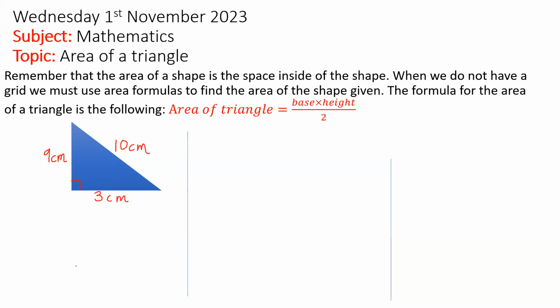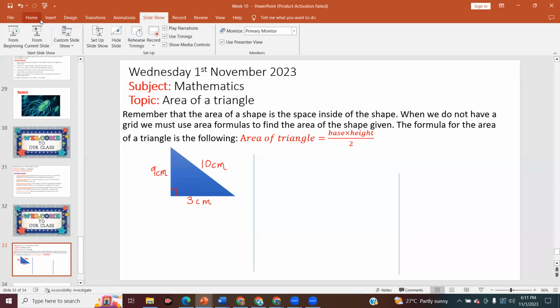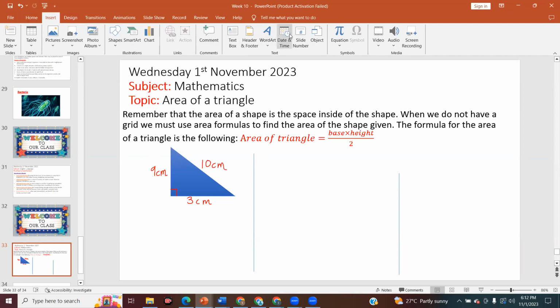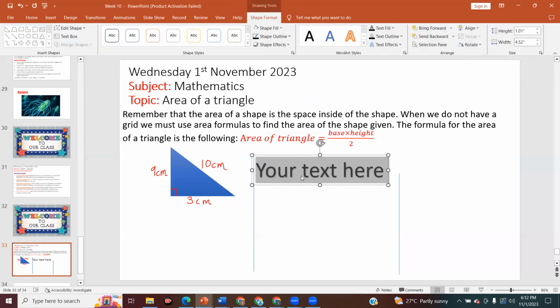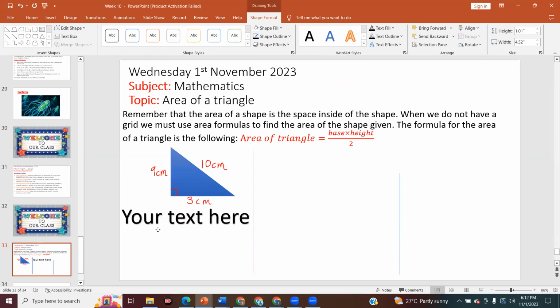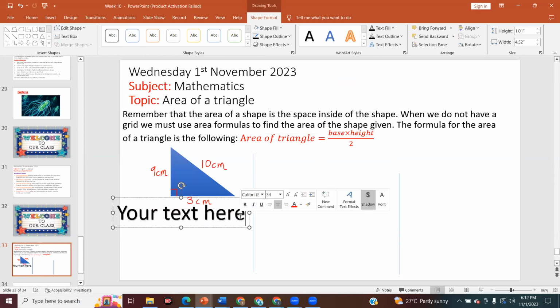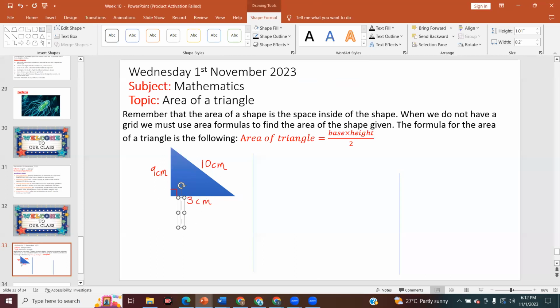The first thing we need to know is what the base of the triangle is and what the height of the triangle is before we can apply this formula. So what is going to be the base of this? 3. What do we mean by the base of a triangle? Wouldn't that be the bottom where it sits on? Very good. So the base is the bottom. That's what the base is.